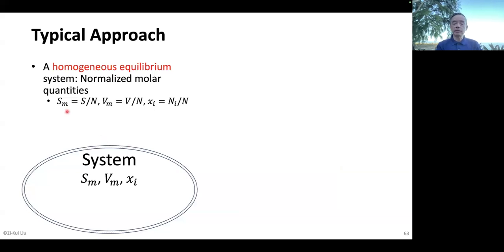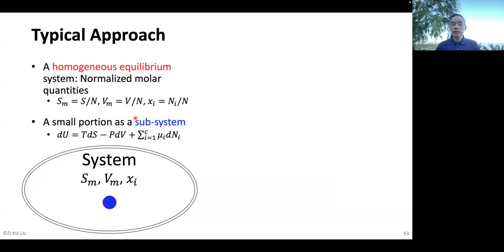Here we show Sm, the molar entropy, equal to S divided by N; the molar volume, V divided by N; the mole fraction, Ni divided by N. Then we consider a small portion of the system as a subsystem, shown by this blue circle here. The total energy change of the subsystem is dU equal to TdS minus PdV plus the summation of mu i dni for component i.